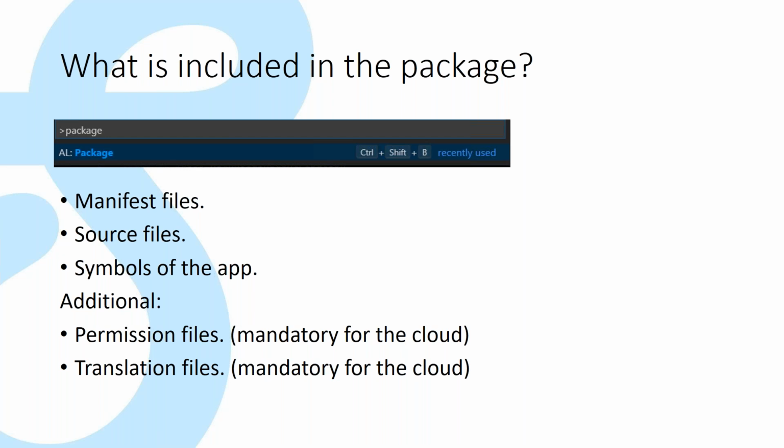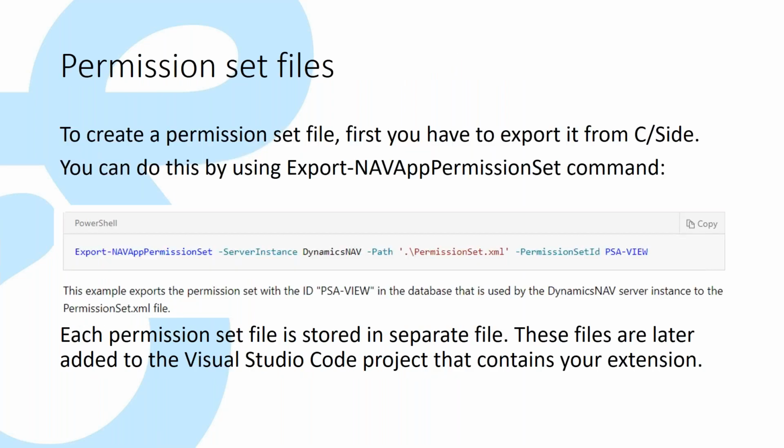But what about two more additional things? Additional things are permission files and translation files. These files are only necessary for the cloud. So what are they and why do we need that?